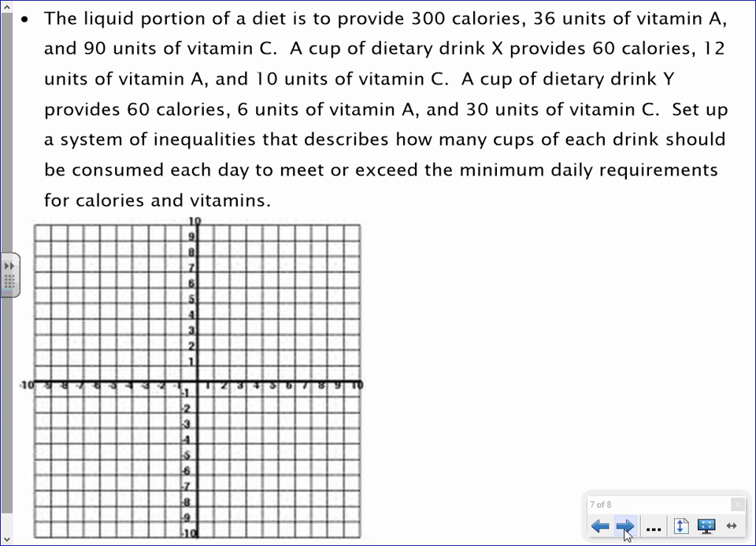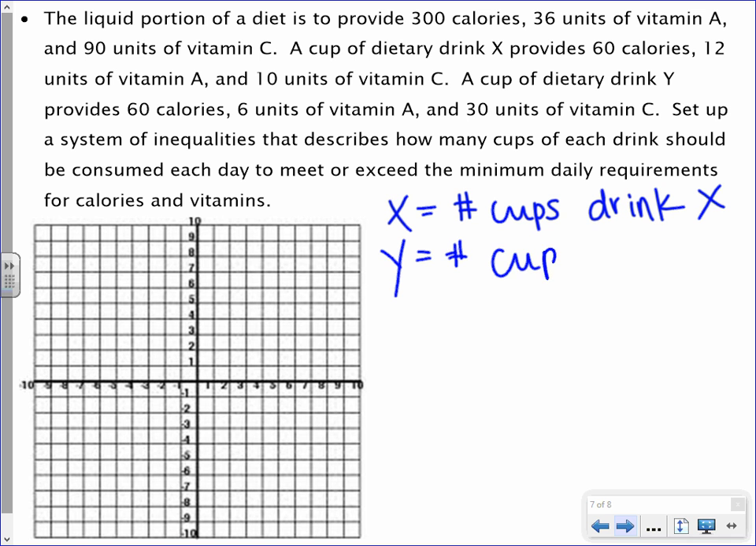What are our unknowns? How many cups of each drink? Okay, we have two kinds of drinks, right? So we want to know the number of cups for drink X and the number of cups for drink Y. Okay? So we need to set up some inequalities here.